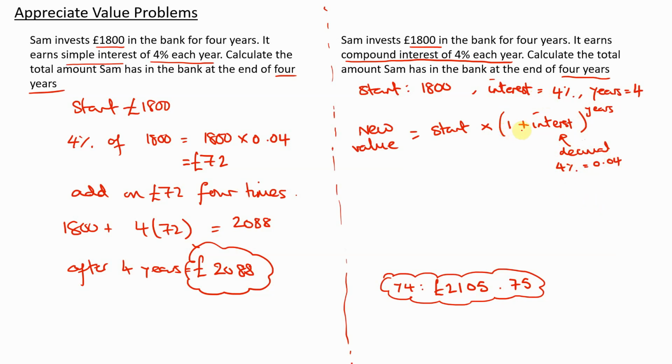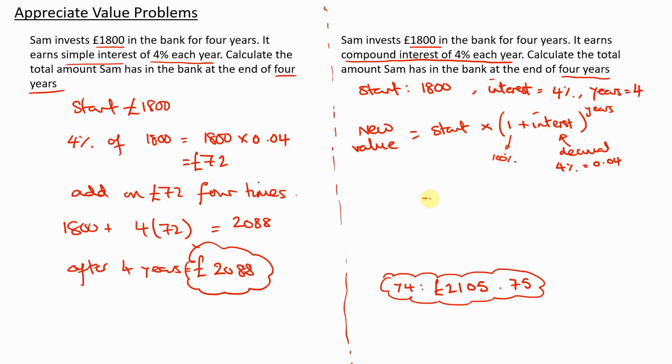The reason we want to do 1 plus that is because we are increasing. So this changes for when we have problems that decrease, and we put this to a minus sign. So this 1 represents the starting 100% of the value. If we just did 1,800 times 1, we just get the exact same number. This adding on interest adds on the 4% each time. And what this actually does is it does that repeated process of finding 4%, adding it on, finding 4%, adding it on, and it does it 4 times.